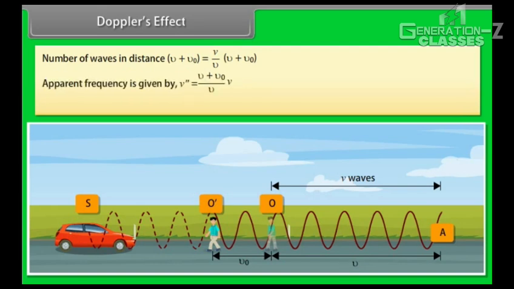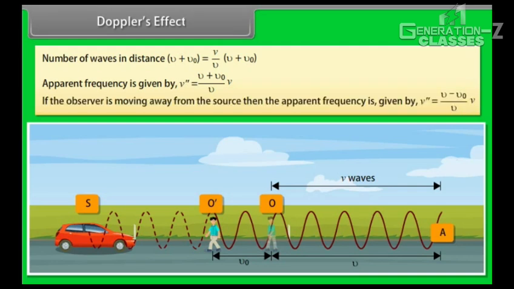Apparent frequency nu double dash is equal to v plus v0 upon v multiplied by nu. If the observer is moving away from the source, then the apparent frequency is given by nu double dash is equal to v minus v0 upon v multiplied by nu.